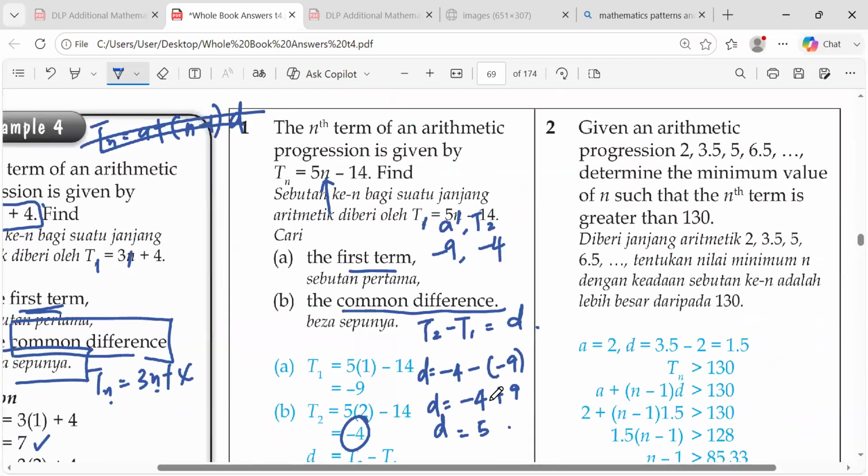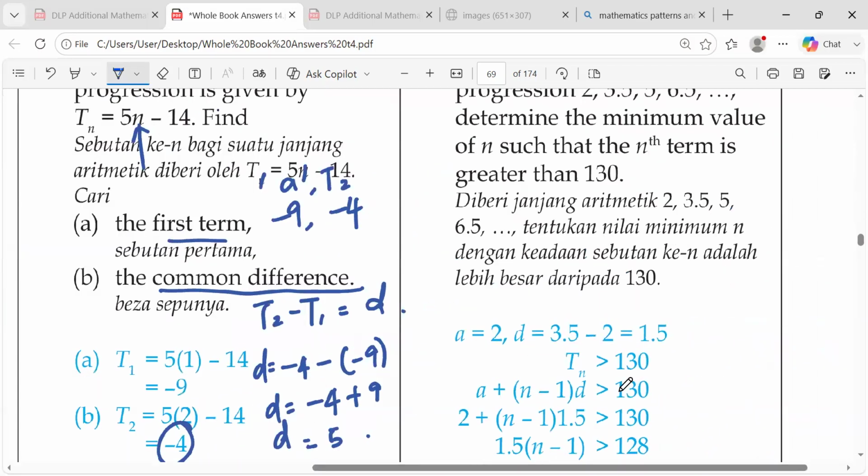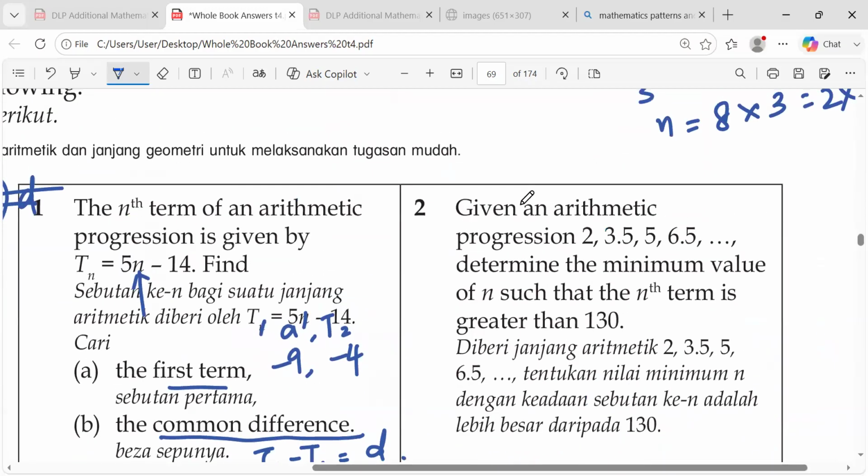So the common difference is 5. Okay? Okay, so we check number 2. Given the arithmetic progression 1, 2, 3, 4. Okay, determine the minimum value of n such that the nth term is greater than 130. It means that the last one is greater than 130.